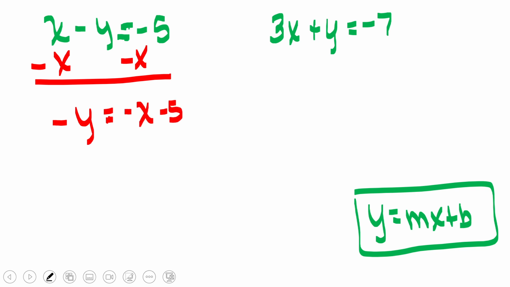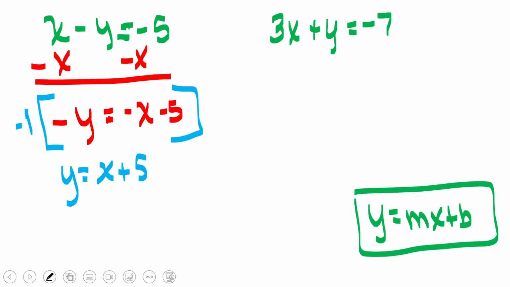And then we want everything to be positive in the front. That negative y, we want it to be positive. We're literally just going to multiply the whole equation by negative 1. It'll flip every sign in the equation. We'll have a positive y equals a positive x and a positive 5. That's because you're multiplying all of those negatives by negative 1. It's going to make a positive y, a positive x, and a positive 5.